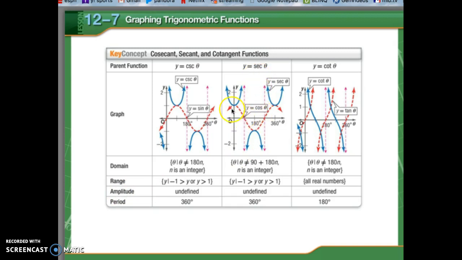For the secant graph, you would graph a basic cosine graph and then do the reciprocal of that. And for cotangent, you would graph a basic tangent graph and then graph the reciprocal. So while tangent goes through the origin and goes up here, cotangent does the opposite. It starts up towards positive infinity and goes down towards negative infinity. And you can see that while the asymptotes of the tangent function were at 90 degrees and 270, the default asymptotes for cotangent are at 180 and 360.